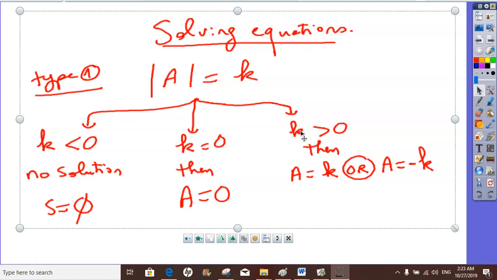The third case is when k is positive. The absolute value of a is equal to k and k is a positive value. This means that the distance from 0 to a is equal to k units, and therefore a is equal to k or a is equal to negative k, and in this case I have two possibilities.